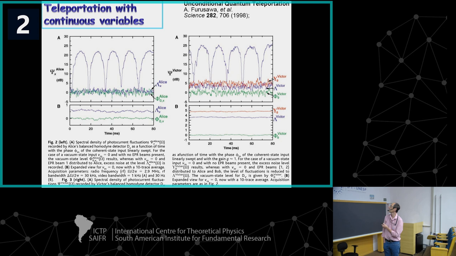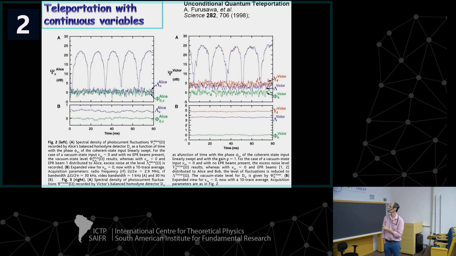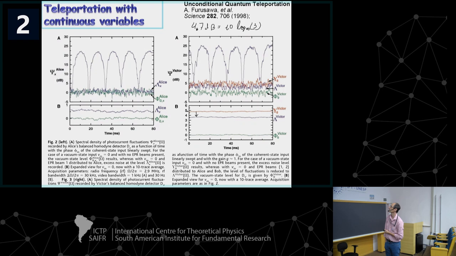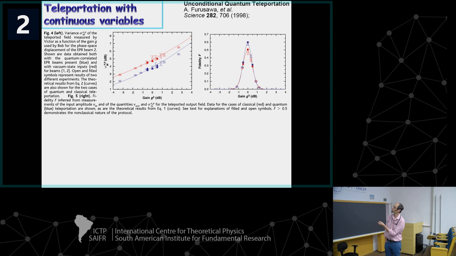So this 4.7 dB corresponds to the two added units of vacuum in the teleportation. When you turn on the entangled state, you gain here a little bit more than 1 dB in your signal-to-noise ratio. Here's the shot noise in Victor's measurements. So by looking at this line, you can tell, okay, I've got teleportation. When you change the gain, you can have a peak in fidelity. And you compare here the classical and the quantum, the use of classical resource, and here when you trust on quantum resource.